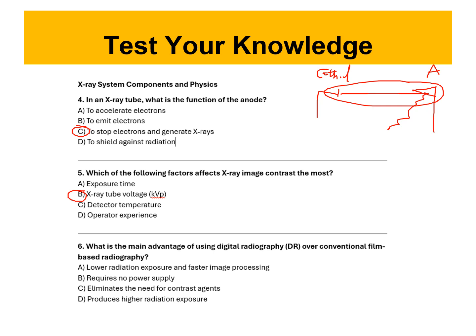We good? Make sense? Now, what is the main advantage of using digital radiology over conventional film-based radiology? So it's lower radiation exposure and faster image processing. The most important thing is faster image processing because it's digital now, right? And that's the main objective of something like that. Make sense? We good? Questions?